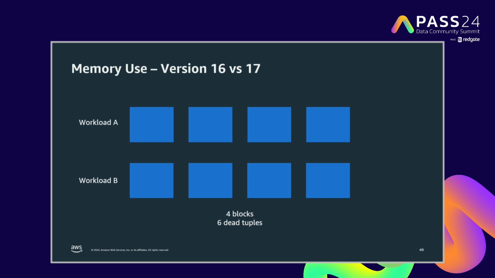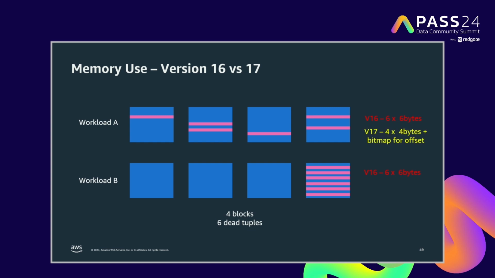So let's look at this in a little more detail. We have 2 workloads, A and B, right? Workload A updates rows all over the place, these 6 tuples. Workload B updates 1 block, right? In version 16, workload A requires 6 bytes times the 6 tuples. And in workload B, also 6 by 6, right? So 36 bytes.